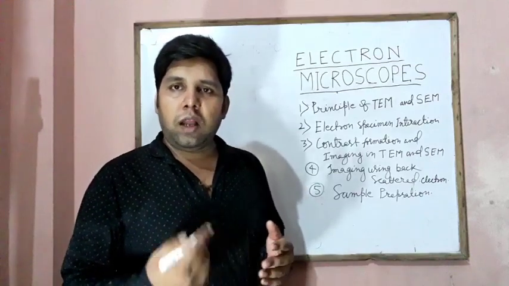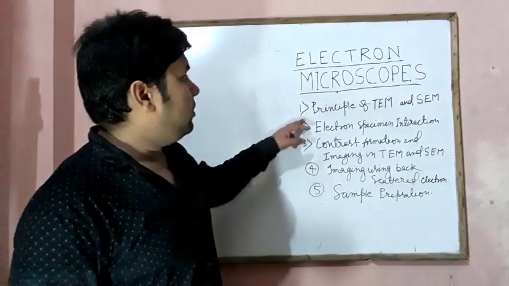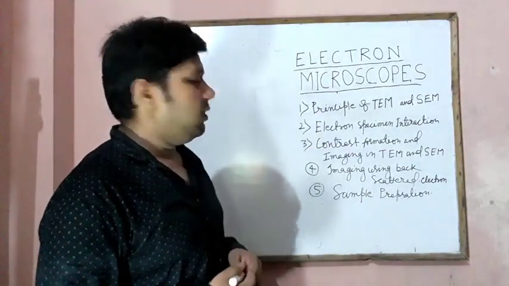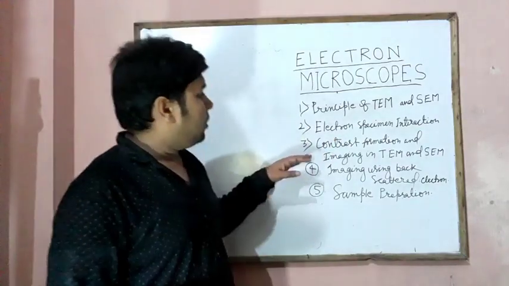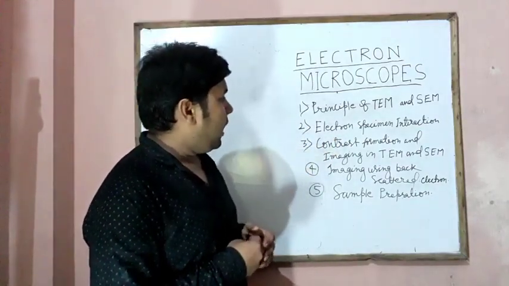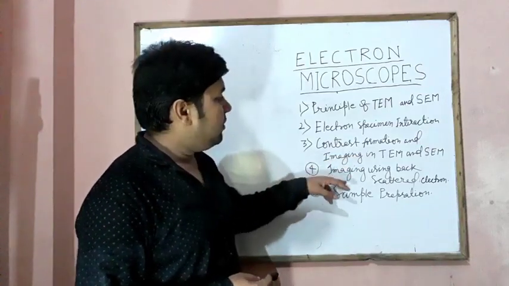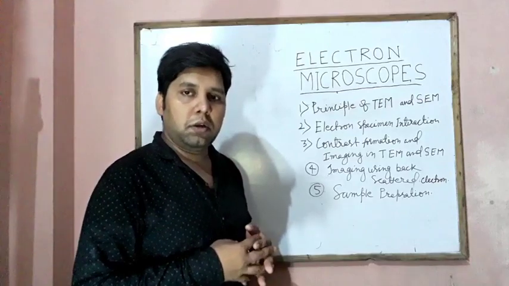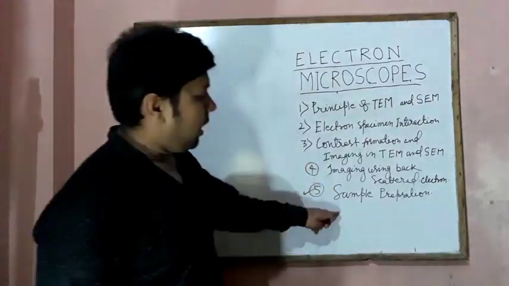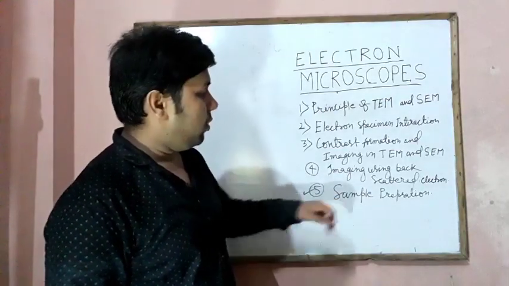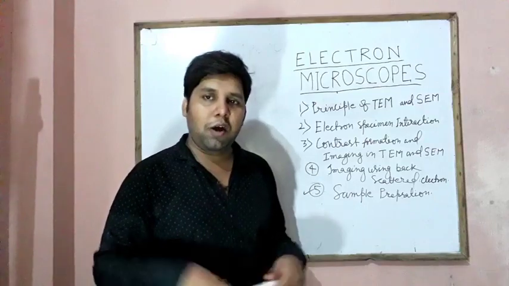So friends, in this class I will cover five major topics. First is the principle of TEM and SEM. Second is electron specimen interaction. Third is contrast formation and imaging in TEM and SEM. Fourth is imaging using backscattered electrons. And fifth and final is sample preparation. So let's begin this interesting topic.